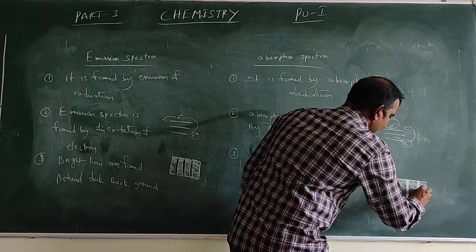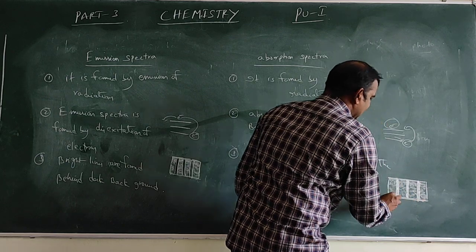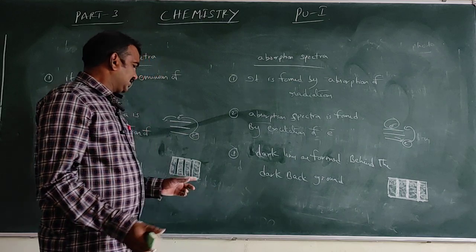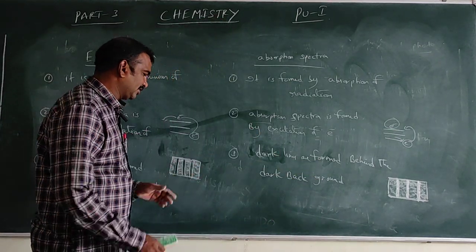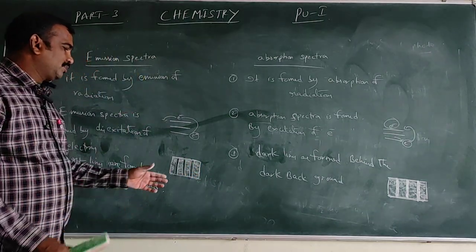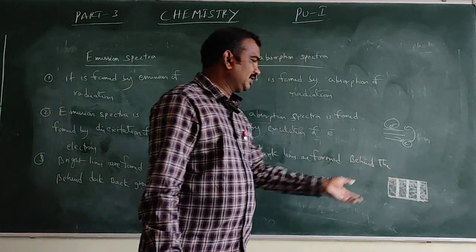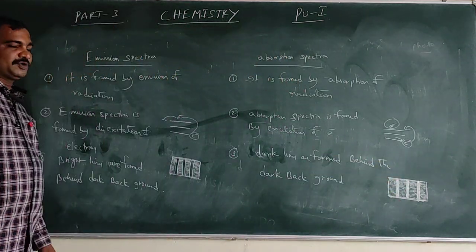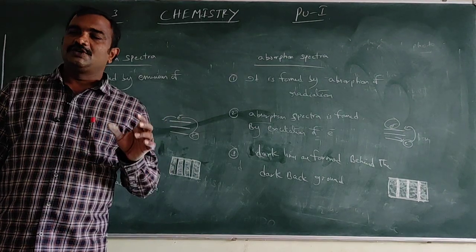Dark lines here. The spectrum appears like this. Just look here: bright lines, there dark lines, both on a dark background. So bright lines behind the dark background, dark lines behind the dark background. This is the main important difference between emission spectrum and absorption spectrum.